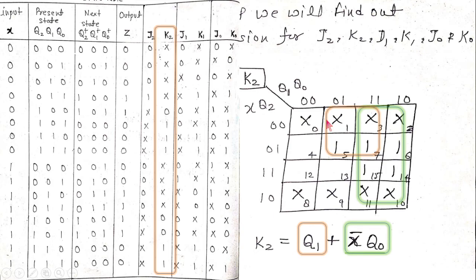Yes, for this orange one, this is the expression. I just swapped this. For this orange one, X bar is not changing, and here Q0 is not changing. So for this orange one, this is the expression X bar and Q0. And for this octet, here X and Q2 both are changing, so they will get removed and only Q1 is retained. So for this octet, Q1 is the expression.